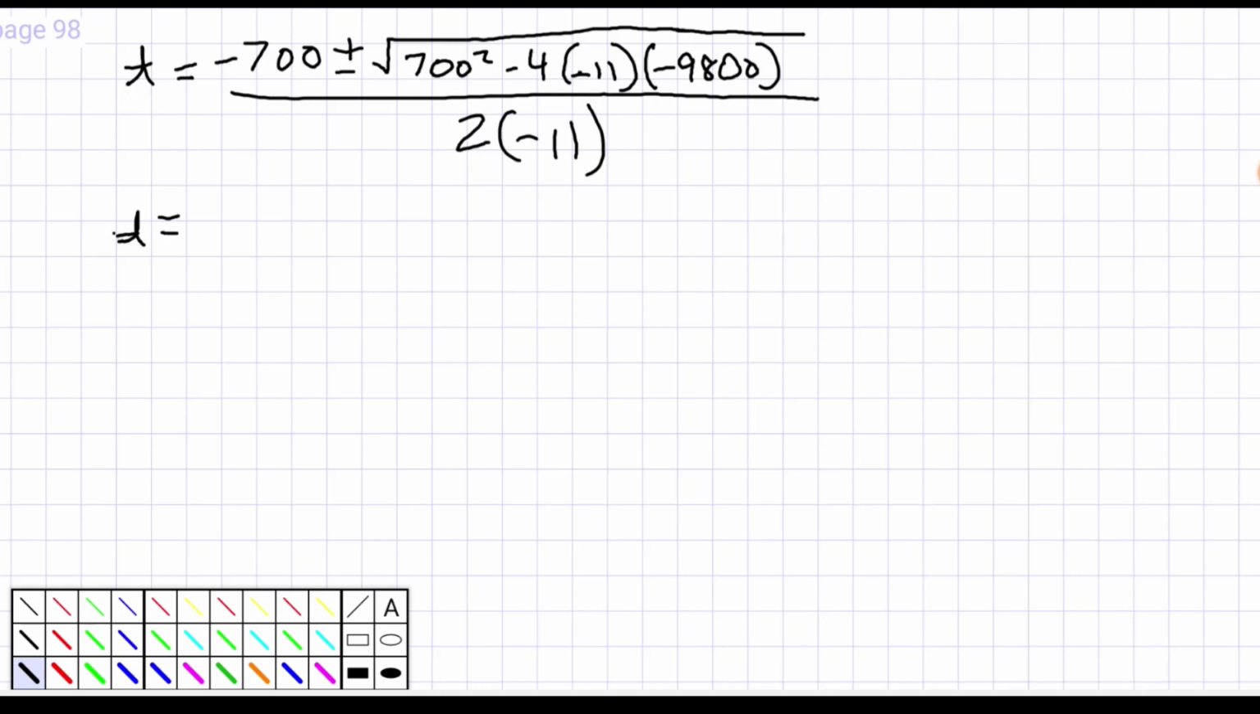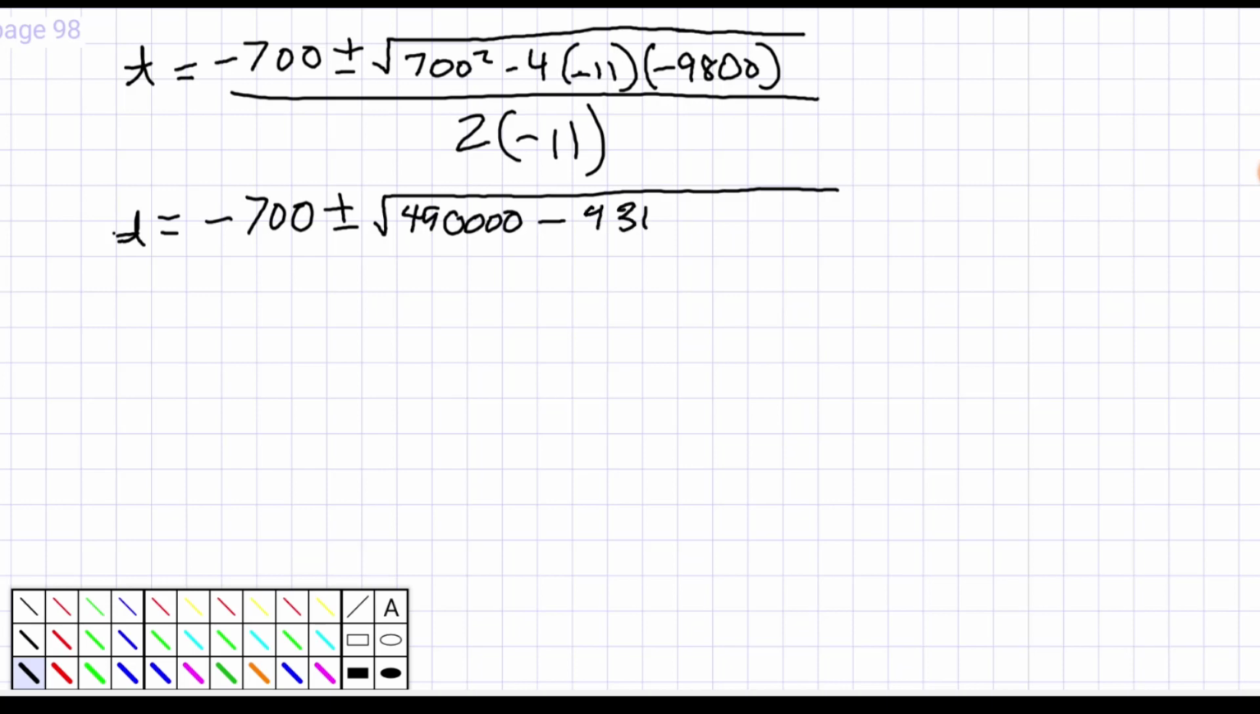So then we'll be going to some Desmos problems. So negative 700 plus or minus the square root of, that is 49, and so that's 490,000. And then we are going to subtract, because negative times negative times negative, and that comes out to 431,200. And then we're going to divide all of that by negative 22.